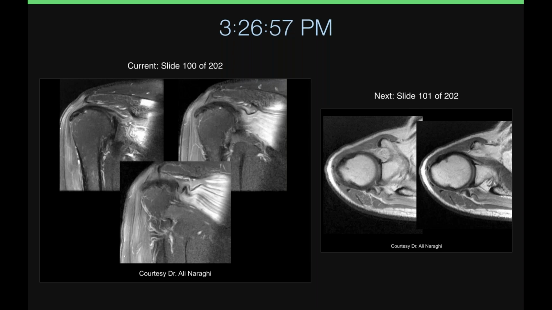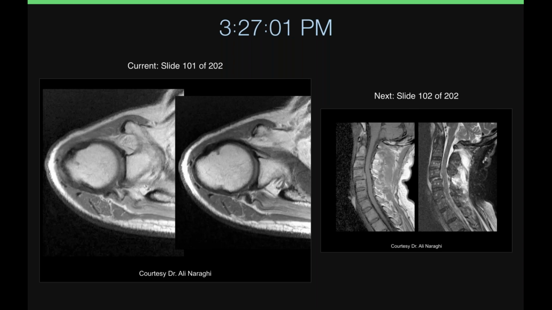Here are the coronal images. Yeah, similarly, a lot of edema there. And there, it looks like there's edema, and it looks like the tendon doesn't look normal. It's lax, and there's probably some degree of tearing there.